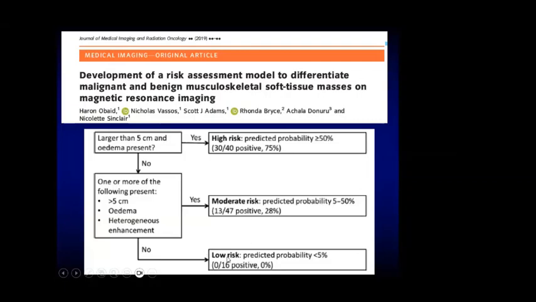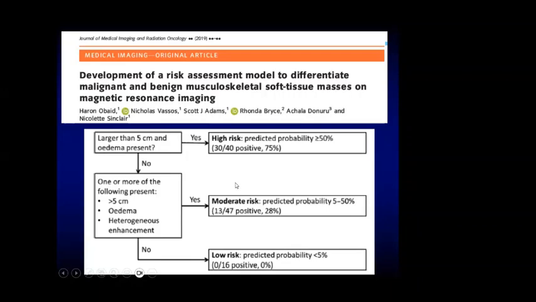The low risk group, when you don't have any imaging features such as tumor more than 5 centimeters, no surrounding edema, and no heterogeneous enhancement. Absence of all these features will make the soft tissue tumor low risk. If you have one of these imaging features, it will make the tumor moderate risk. But if the tumor is more than 5 centimeters with edema, so you have two features rather than one, if you have a combination of two features, it will make it high risk.